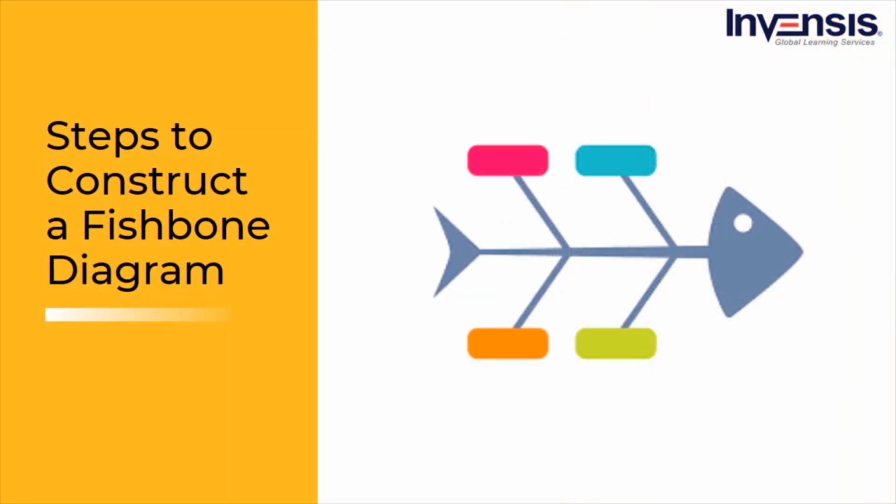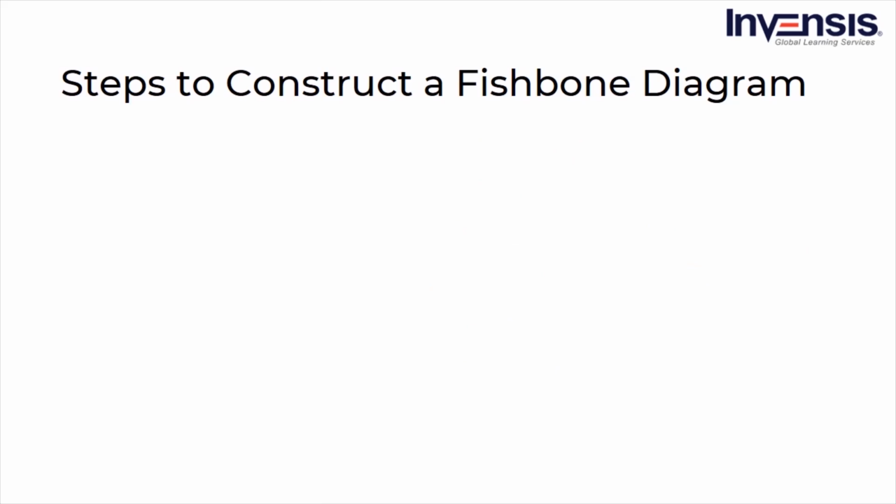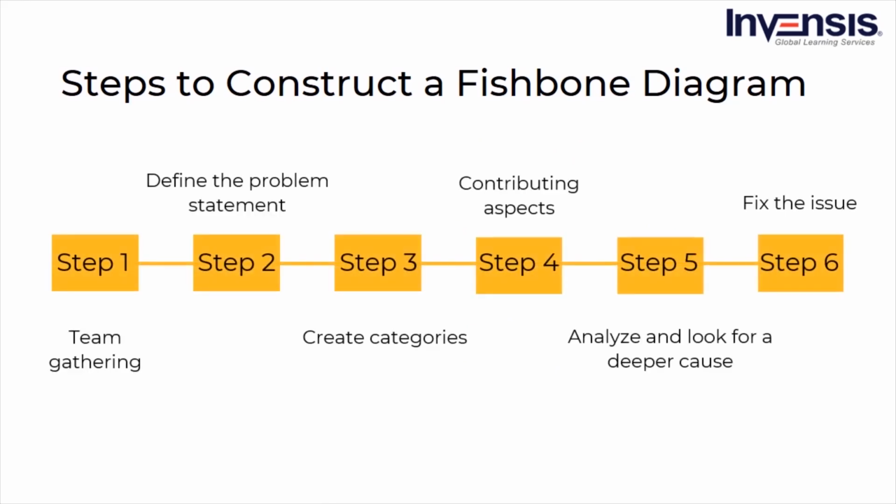Let's see what are the steps involved in creating a fishbone diagram. Fishbone diagrams are easy to create, use, and understand its various aspects. So, here we shall understand how to get started with the process. Fishbone diagrams can be easily constructed in 6 simple steps, starting with team gathering, defining the problem statement, creating categories, contributing aspects to the construction, analyzing and looking for deeper causes, and finally fixing the issue. Let us discuss them one by one.